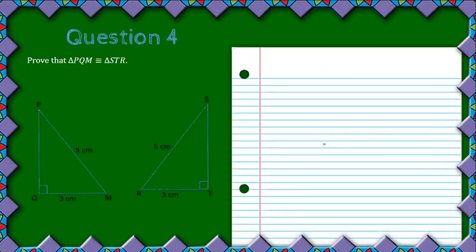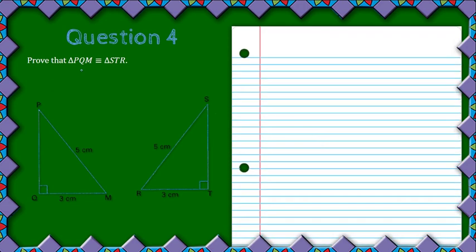Question 4, prove that triangle PQM is congruent to triangle STR. These ones are a reflection. If we reflect it through this line, we can see that this side is equal to this side. We're given that QM is equal to RT, and we're given this 90-degree angle.